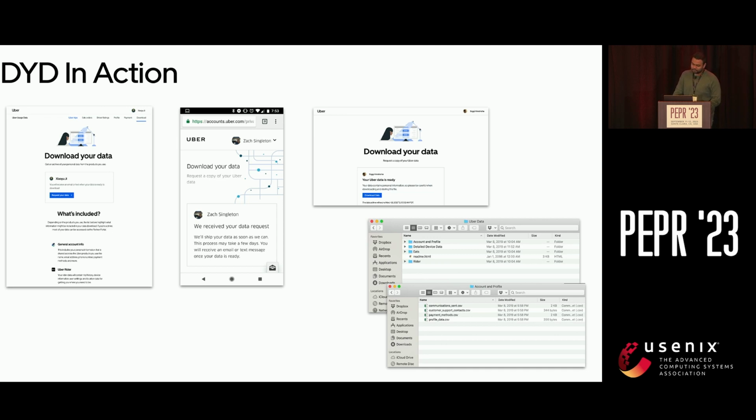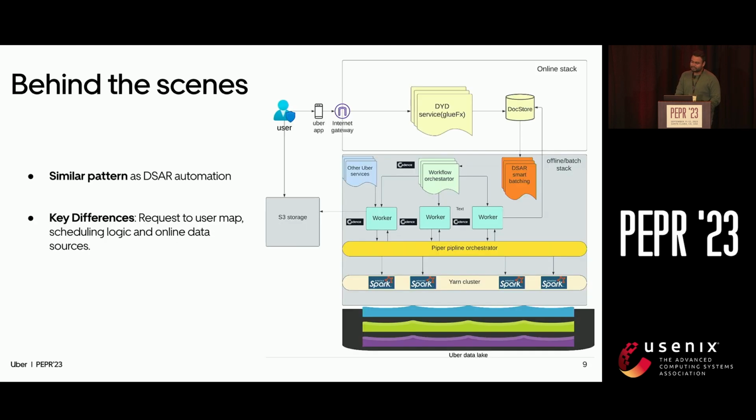contain the data. Let's look at the architecture a bit. It's very similar to the DSAR automation architecture, but with some key differences. Now the user makes the request from the Uber app, which means one request equals one user, and which means the scheduler has to be smart enough to view parallelism as the number of users being processed concurrently.